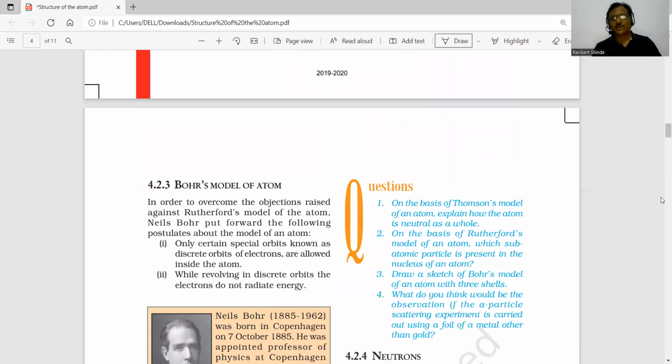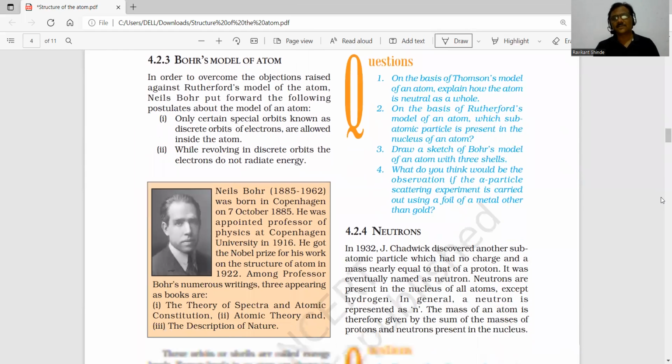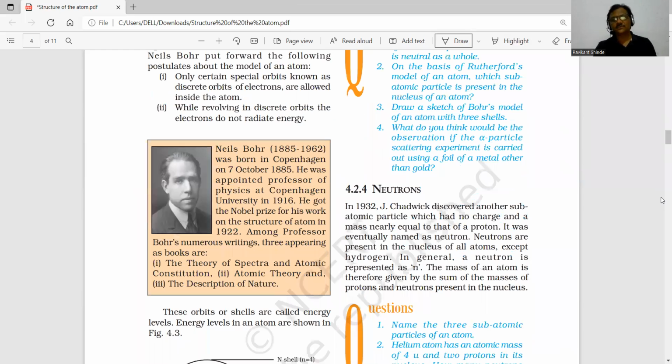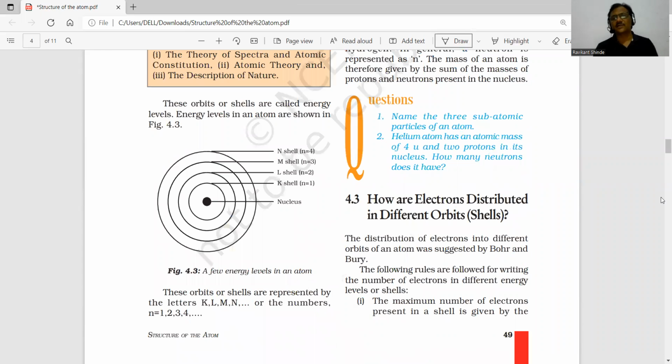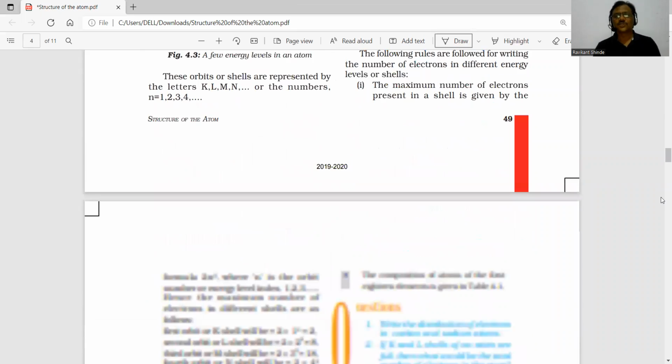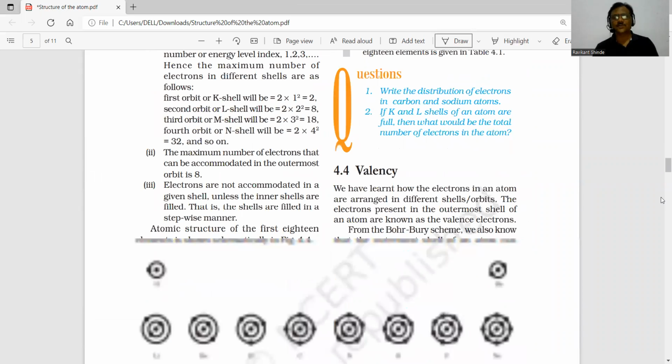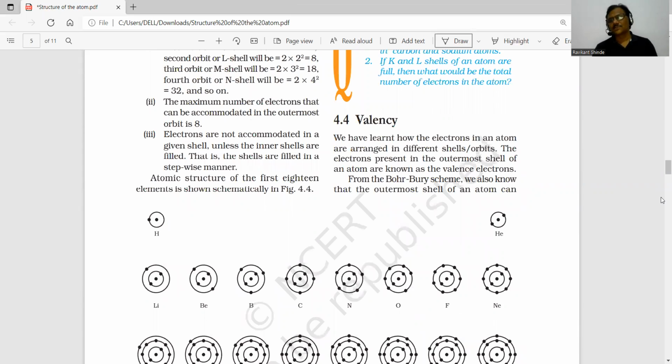Then we studied the drawbacks of some of the scientists' models, and electronic configuration given by Bohr and Bury. So we studied isobars, isotopes, and valency. So this is the overall view of this lesson, the summary of the lesson.